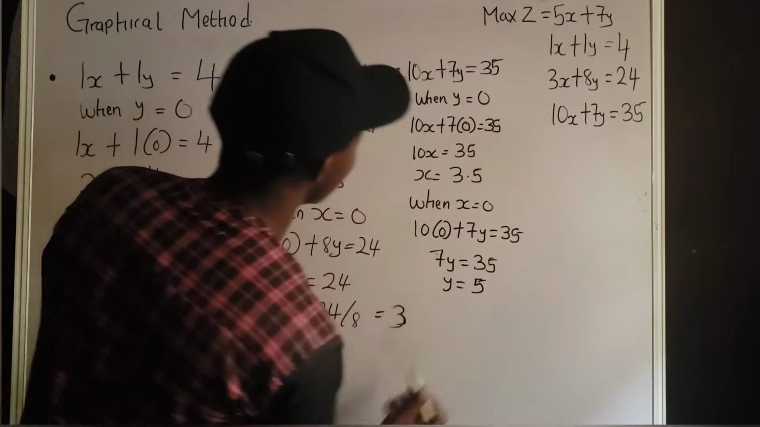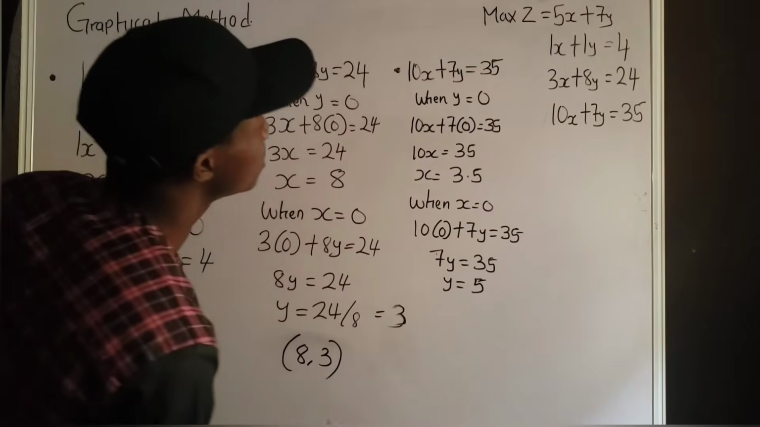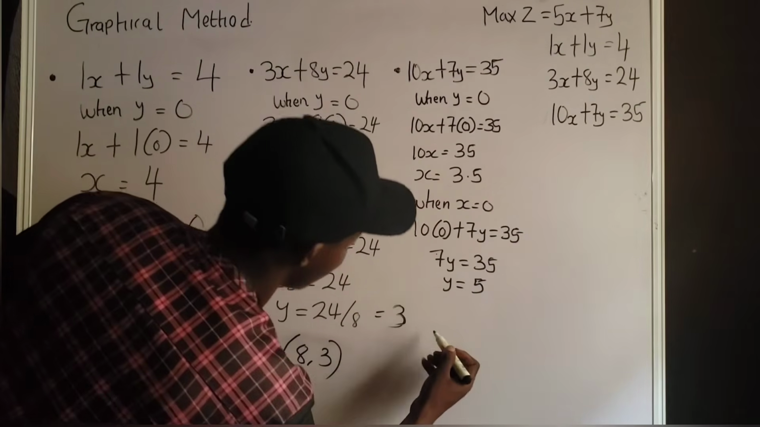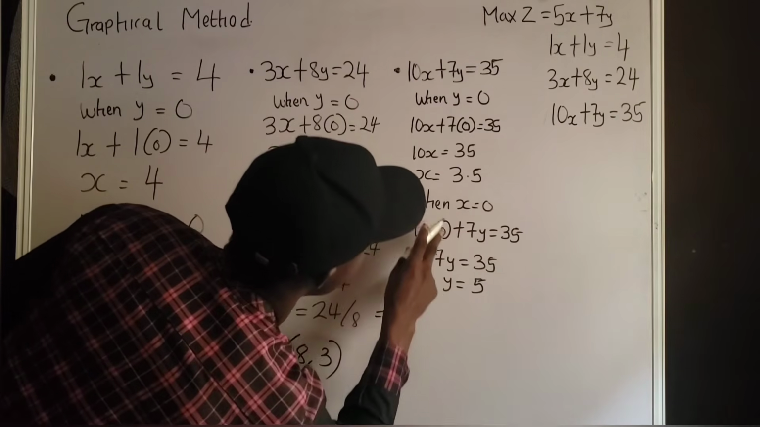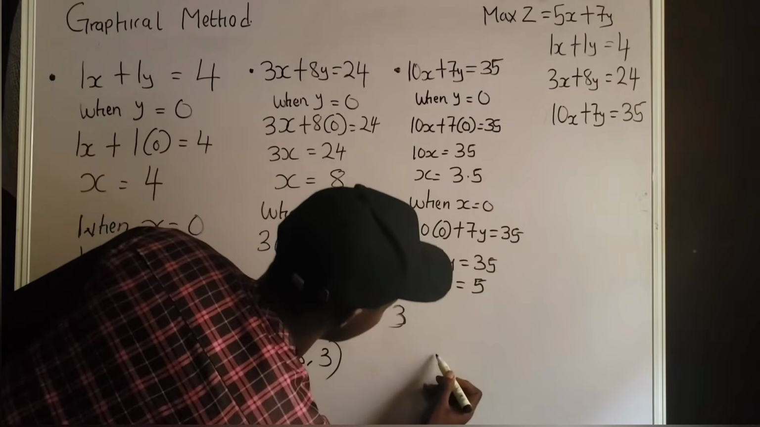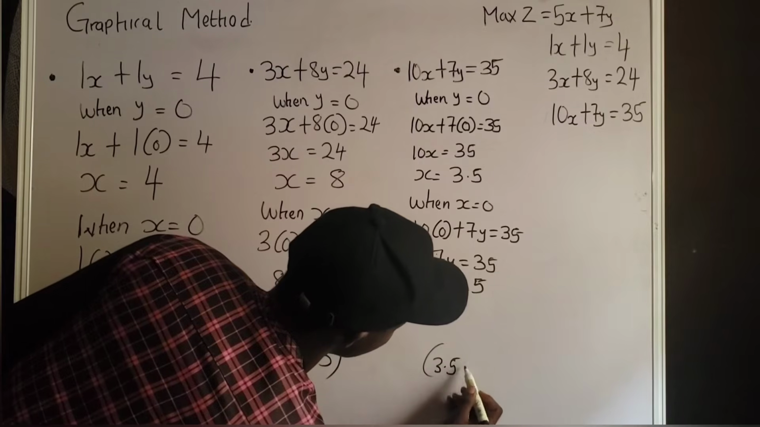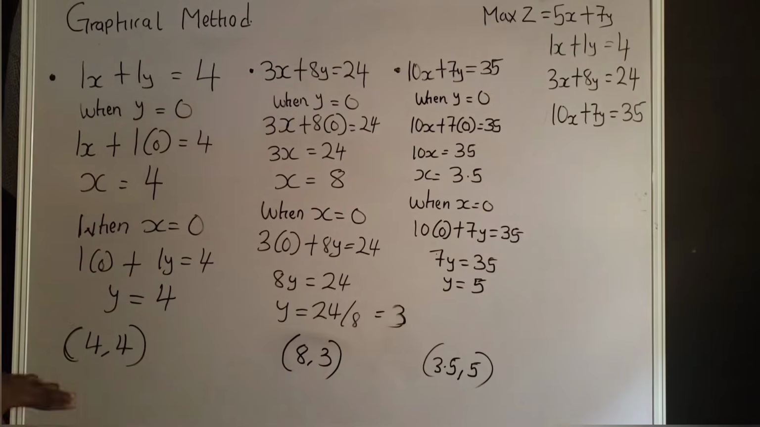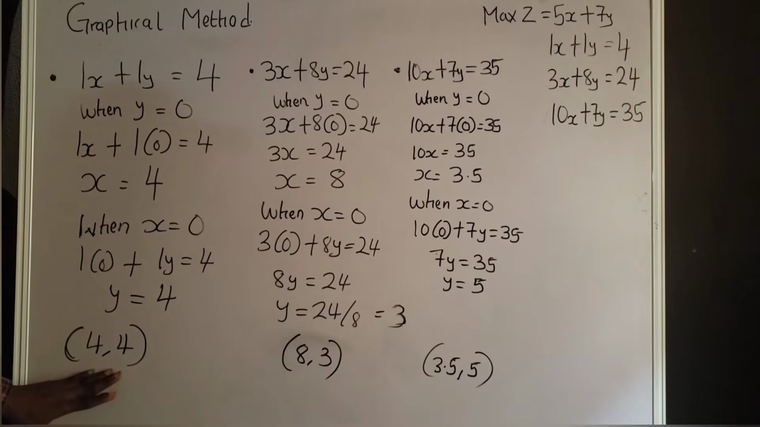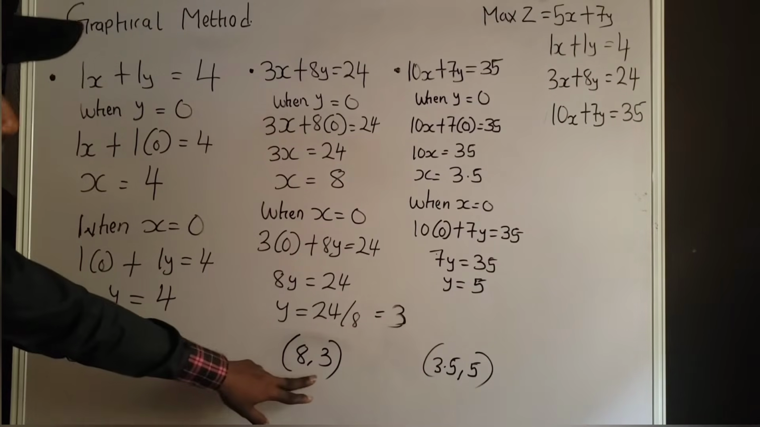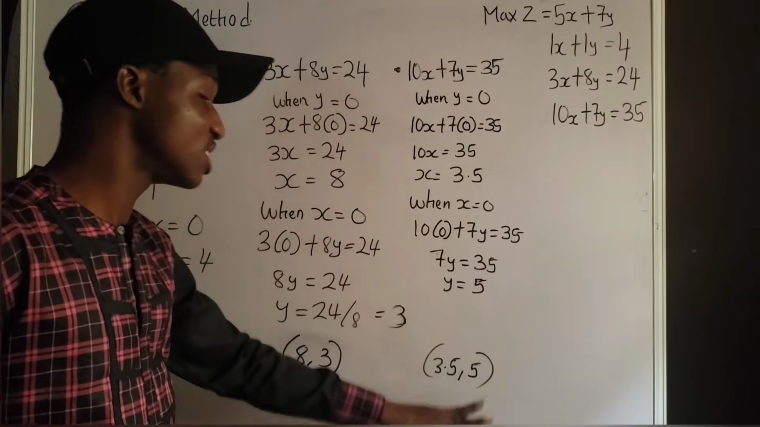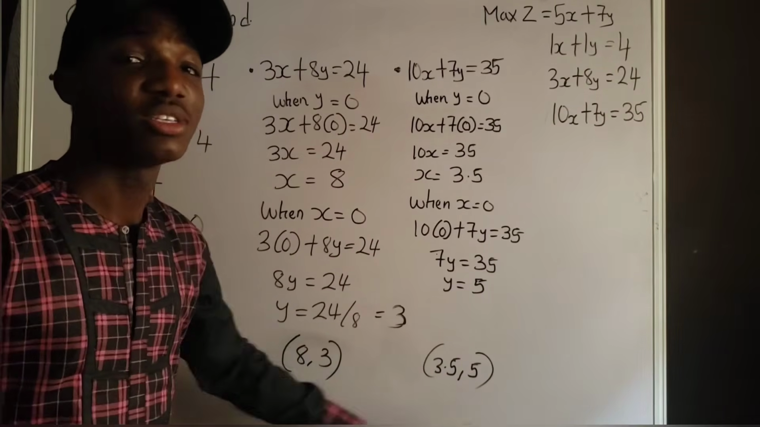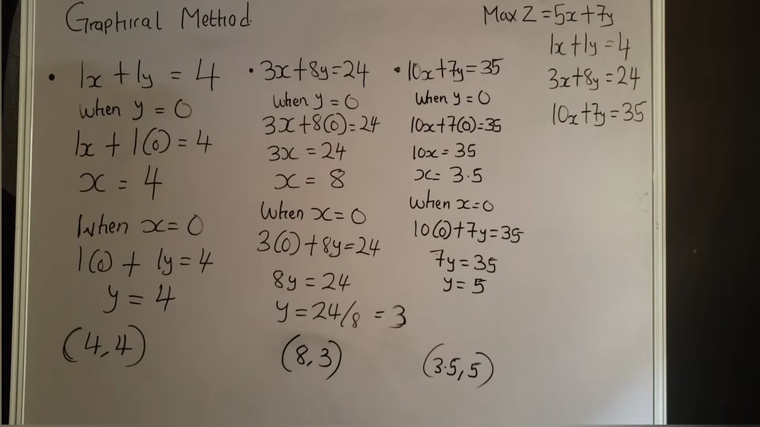So the zeros of 10x plus 7y is equal to 35 is what? x comma y, that is, x is 3.5. So I'm going to have 3.5 comma 5. You get it? Okay. Now, having gotten our points, point x comma y for the first constraint is what? 4 comma 4. For the second constraint is what? 8 comma 3. For the third constraint is what? 3.5 comma 5.